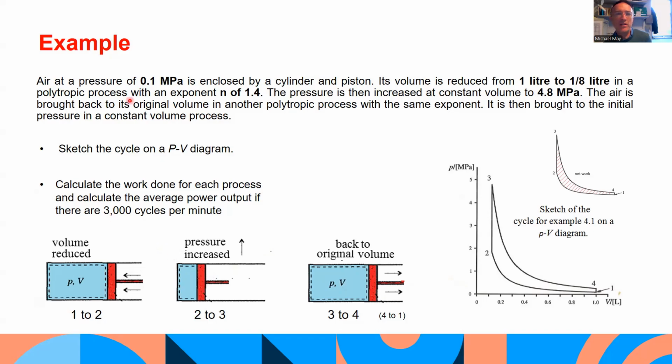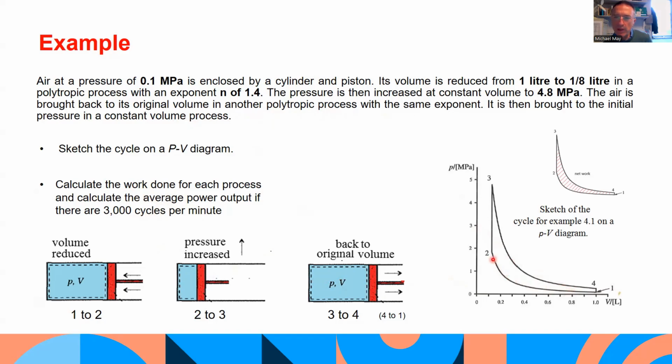The air is brought back to its original volume in another polytropic process with the same exponent. It is then brought to the initial pressure in a constant volume process. So this is the power stroke here, and then there's an exhaust. What we want to do is sketch that, calculate the work done for each process, and calculate the average power output if there are 3,000 cycles per minute.